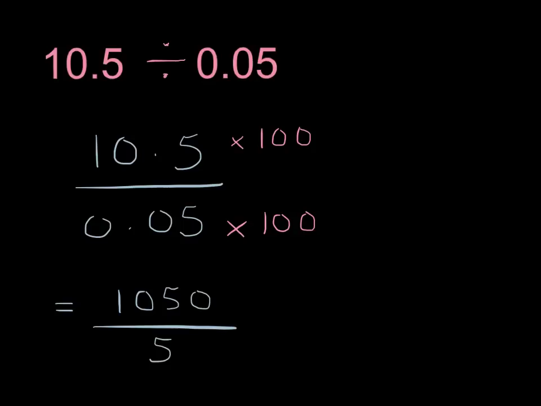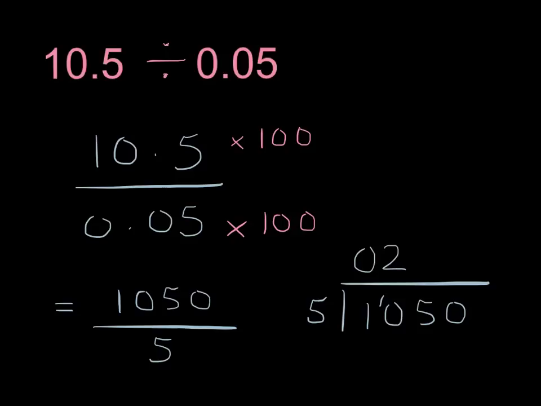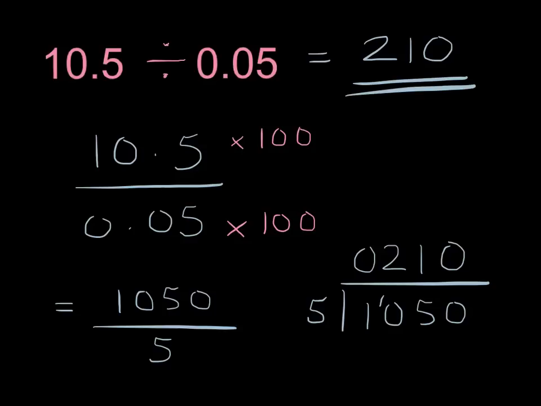But now this is much easier to do using short division. 5s into 1050. 5s into 1 don't go. Carry the 1. 5s into 10 go twice. 5s into 5 go once. 5s into 0 go 0 times. So 10.5 divided by 0.05 equals 210. And that is the final answer.